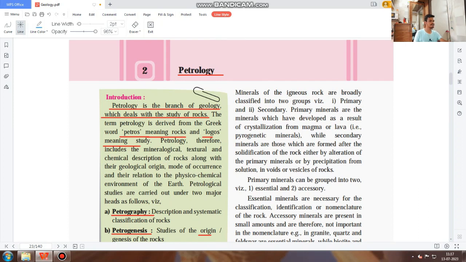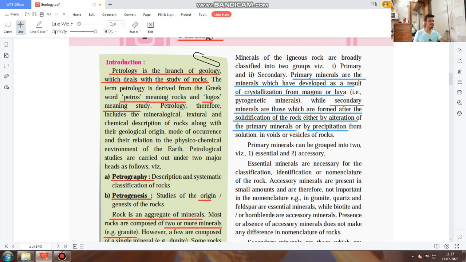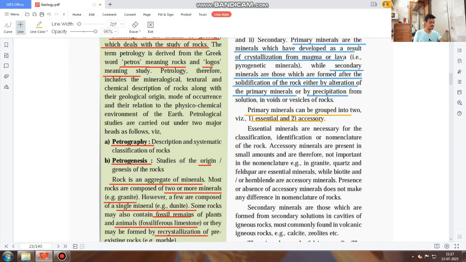Okay, next, then what are primary minerals? Primary minerals are minerals which are developed as a result of crystallization of magma or lava. And secondary minerals are those formed after the solidification of the rock, that is either by alteration of the primary minerals or by precipitation. Okay, now inside primary minerals there are two groups, that is essential and accessory. So essential minerals are what? Essential minerals are necessary for identification, classification, nomenclature.